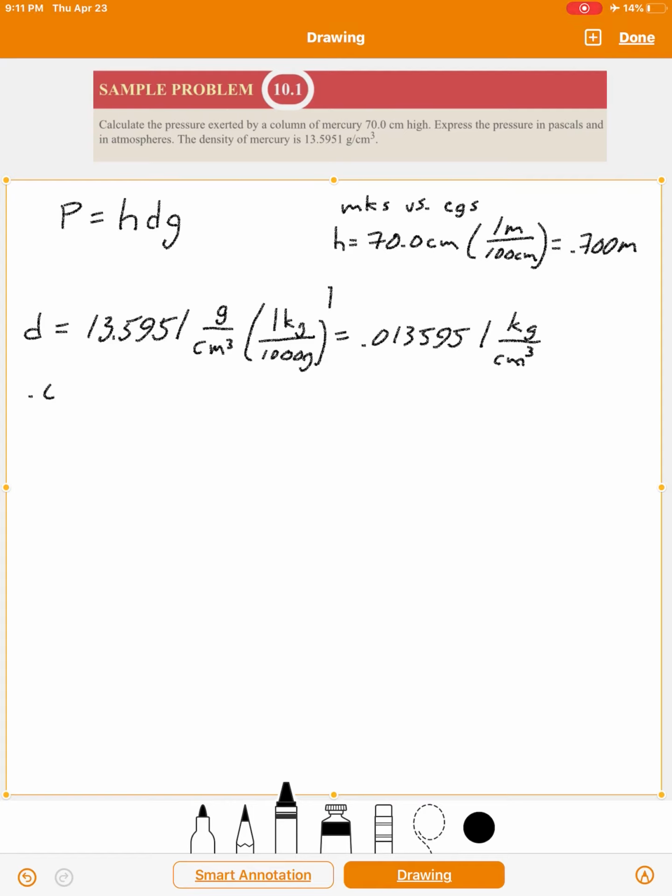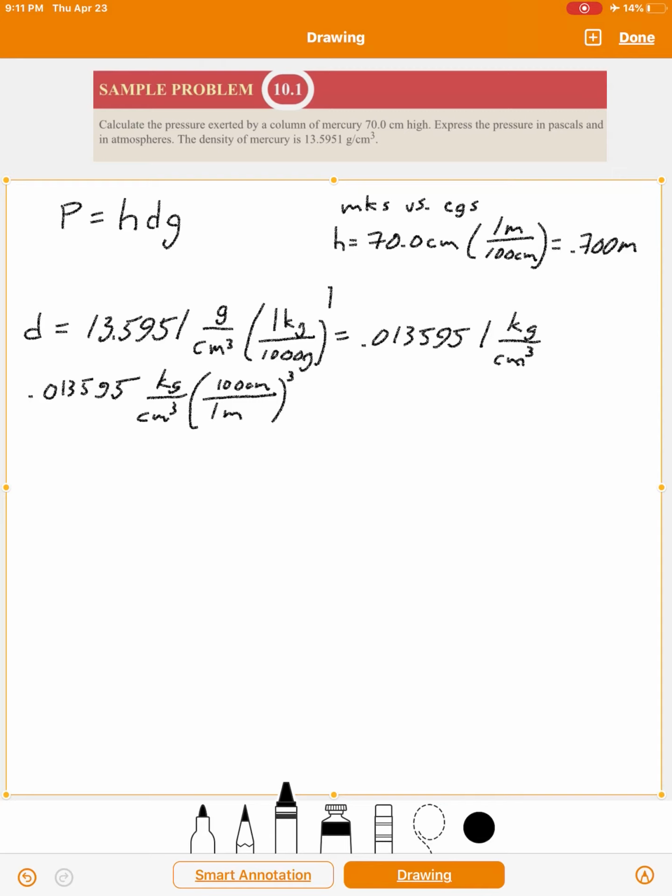So 0.013595 kilograms per centimeter cubed. We want the meters on the bottom. See how centimeters are on the bottom? So we want to have meters on the bottom. So a meter is 100 centimeters. However, it's not a centimeter, it's a centimeter cubed. So we've got to cube this.